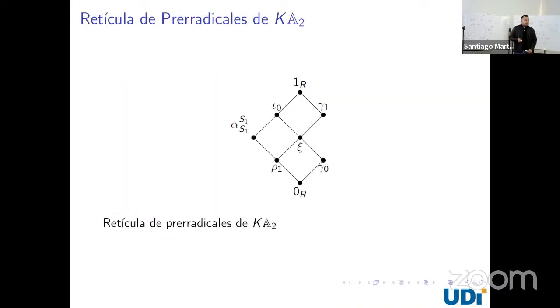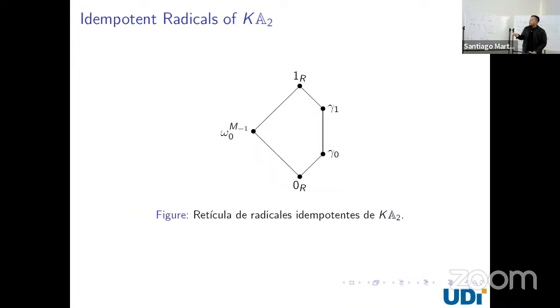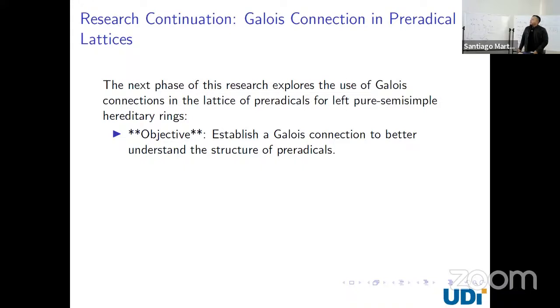And then we can see now what the diagram of the lattice on a pure semi-simple ring looks like. We also have the lattice of the idempotent radicals. The radicals are just the same, but doing the opposite. Here in this row, we're going to have the gammas. And here we're going to have another radical that is called rho, that is in the theorem, but it's analogous to this one. Now we can get the lattice of the idempotent radicals to look this way.